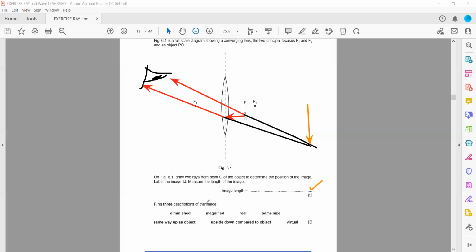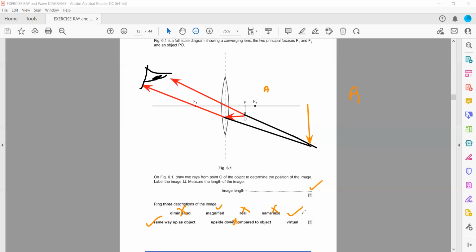Then the description. Is it diminished? No, it's not. Is it magnified? Yes. Is it real? No. Same size? No. Same way up as object? That is correct. Because if object is up, image is up. If object is down, image is down, so we can say it is upright. It is not upside down compared to the object. This is not inverted. Like if the object is letter A, it will be the same letter A but magnified.